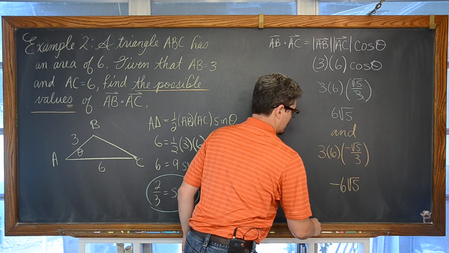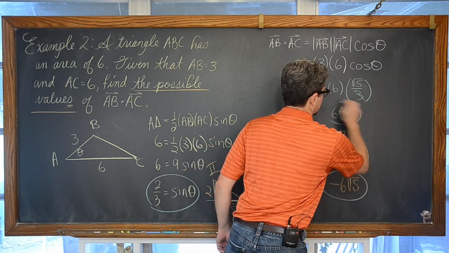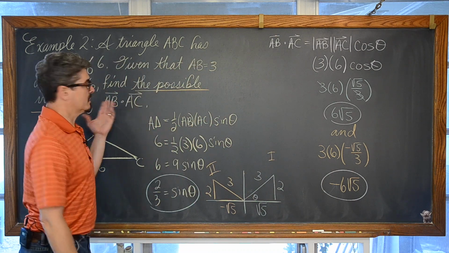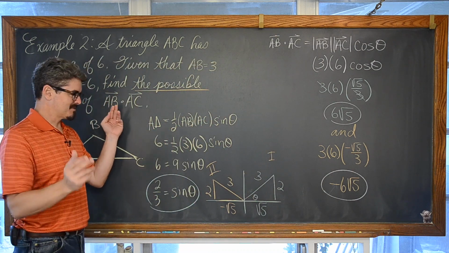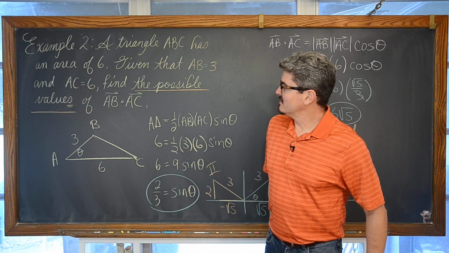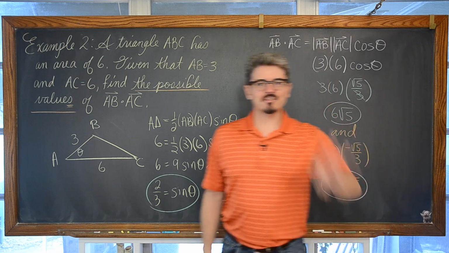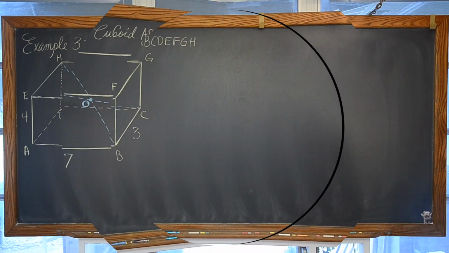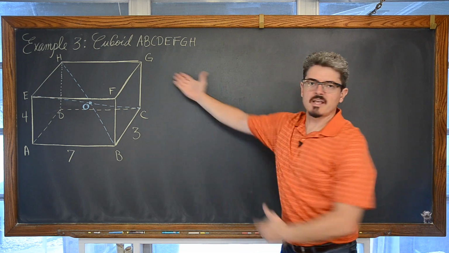And these are two possible values for what we could get from doing the scalar product, inner product, dot product of vector A, B, dot vector A, C. Third example coming up right now. It's the last example.